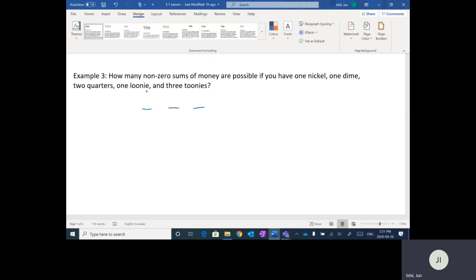So we have 1, 2, 3, 4, 5 different types of coins. The first one here would be nickels. This would be dimes, quarters, a loonie, and toonies.